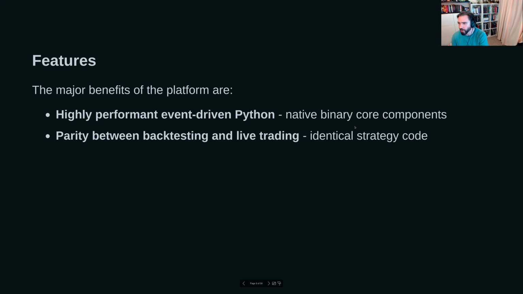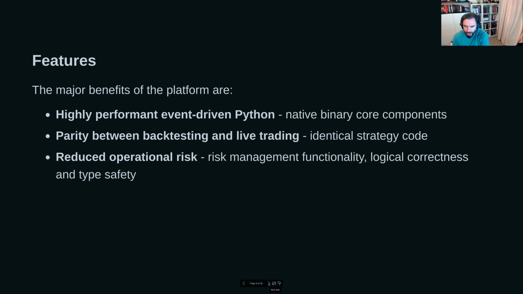So native binary core components, they're produced through the compilation step of the build when Rust and Python compile to native binaries. The parity between backtesting and live trading, identical strategy code. Reduced operational risk, I mentioned that before. So there's this risk management functionality through the risk engine, and I'll show you where the risk engine is in the system. There's a diagram coming up in a moment.